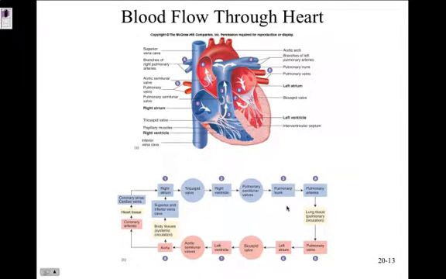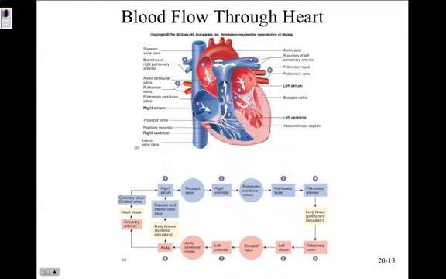So here's the blood flow through the heart. Number one is the right atrium. If the blood is in the right atrium, it's going to go through the tricuspid valve into the right ventricle. Then when the ventricle contracts, it's going to push the blood into the pulmonary semilunar valve.